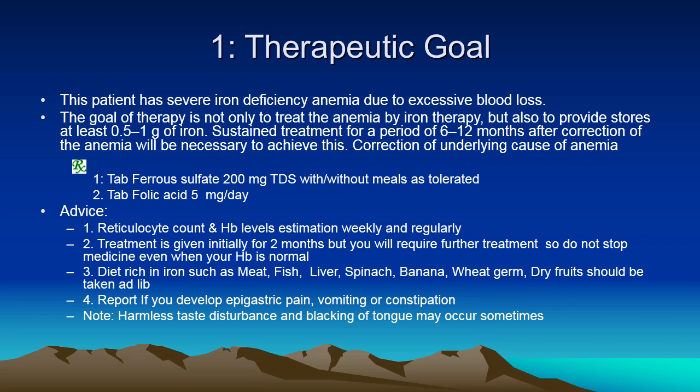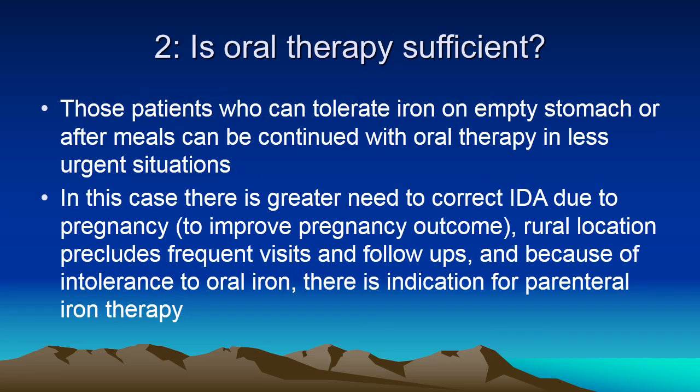Reticulocyte count and hemoglobin levels are to be estimated regularly. Treatment is given initially for 2 months, but the patient has to be instructed that further treatment will be required, so she should not stop treatment thereafter. A diet rich in iron such as meat, fish, liver, spinach, banana, wheat germ, dry fruits should be taken, whatever she can take, and she should report if she develops intolerance to iron. She must also be told that harmless taste disturbance and blackening of the tongue may occur sometimes, which is not very significant. Is oral therapy sufficient?